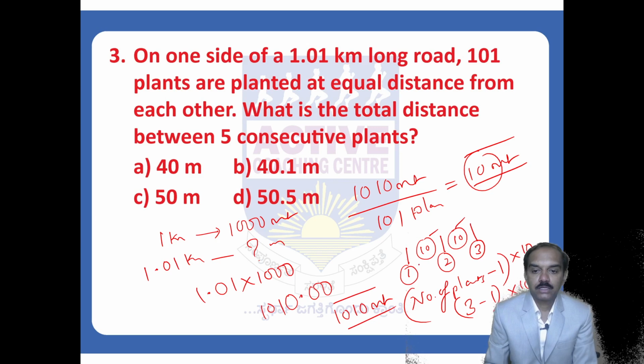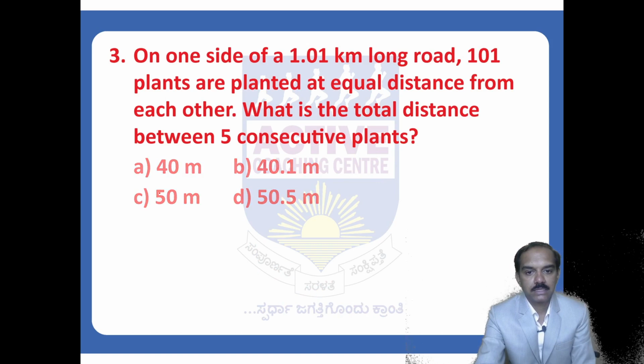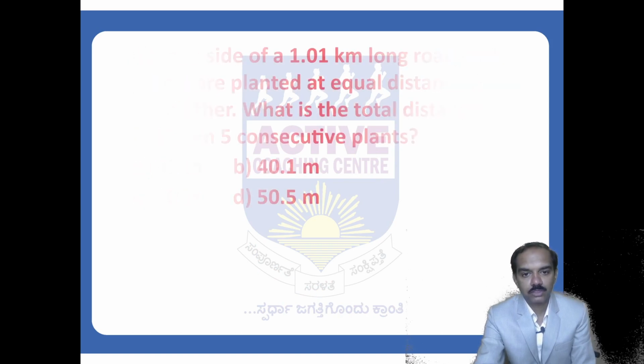Now in the same way, we have got 5 consecutive plants. 5 minus 1 gives us 4, into 10 gives us the final answer. The very first option, 40 meter, is the correct answer. This is how we can manage this problem. Moving on to the next one.